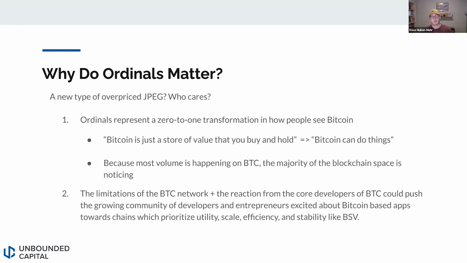The other interesting aspect of ordinals is that, especially on the BTC network, which is where most of the activity is happening, there are limitations inherent to that blockchain, which members of Unbounded Capital's webinar series will be well aware of. So the combination of those limitations plus potential reactions, or some existing reactions, but potential moves made by the core developers in charge of BTC could push the growing community of developers and entrepreneurs who are excited about building apps leveraging Bitcoin towards chains which prioritize utility, scale, efficiency, and stability. And if you're familiar with Unbounded Capital, you know that we think the clear choice there is Bitcoin SV.